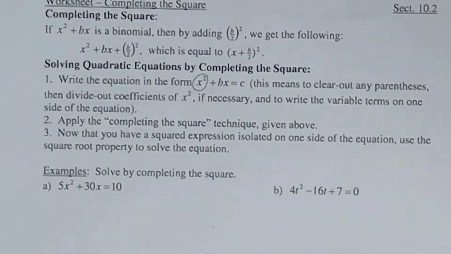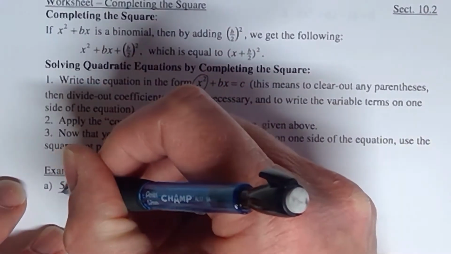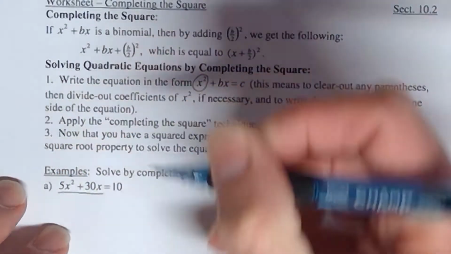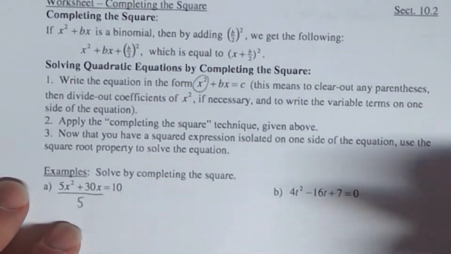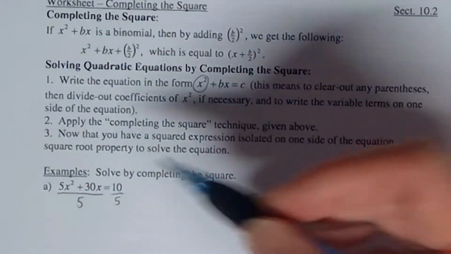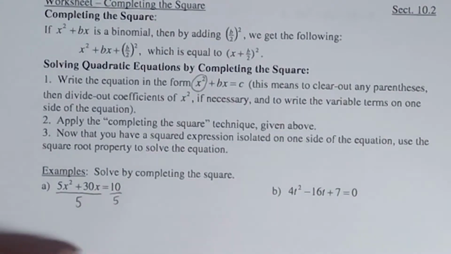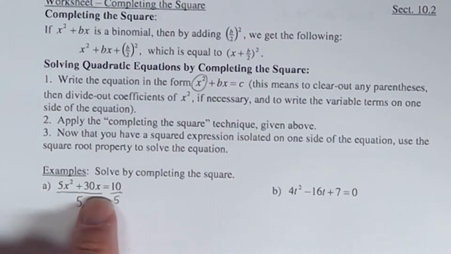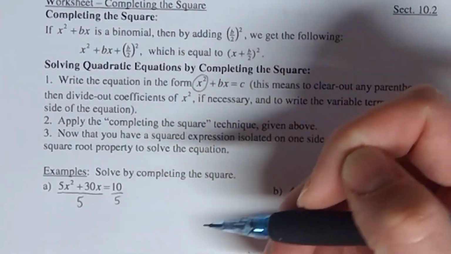The way we do it is we divide both sides of the entire equation. You can't just divide the 5x squared only. If you want to divide part of an equation by something, you've got to divide the entire left side of the equal sign and the entire right side of the equal sign by that same thing. So that's why I put a fraction mark all the way across the left side of the equal sign and then across the right side as well.